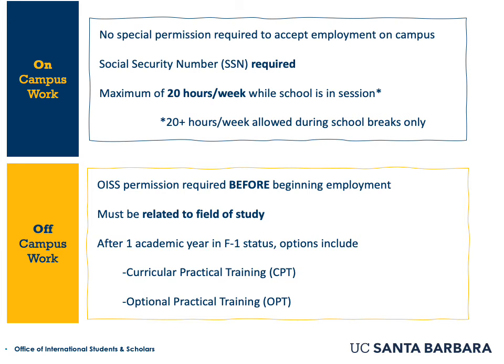You can work more hours during school breaks, such as during summer or winter break, but you cannot work more than 20 hours a week during classes because you are here as a student. If you want to work off campus, you will need to get permission from OISS before beginning your employment, and it must be related to your field of study. After 1 year in F-1 status, you could participate in CPT or OPT. There are lots of workshops about both those programs that we have for you.